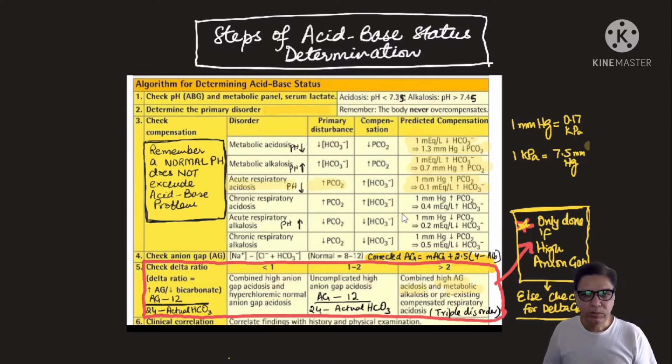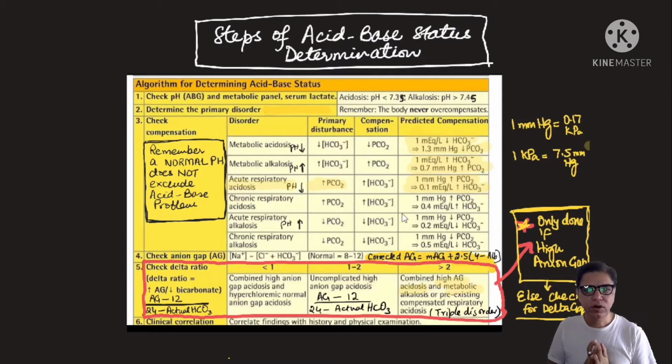So for metabolic acidosis, where the pH is low and the bicarbonate is also low, for every milliequivalent decrease in bicarbonate, the body would try to compensate by decreasing the PCO2 by 1.3 millimeters of mercury. For metabolic alkalosis, because the pH rises, for every 1 milliequivalent rise in bicarbonate, the body would try to compensate by increasing the PCO2 by 0.7 millimeters of mercury.